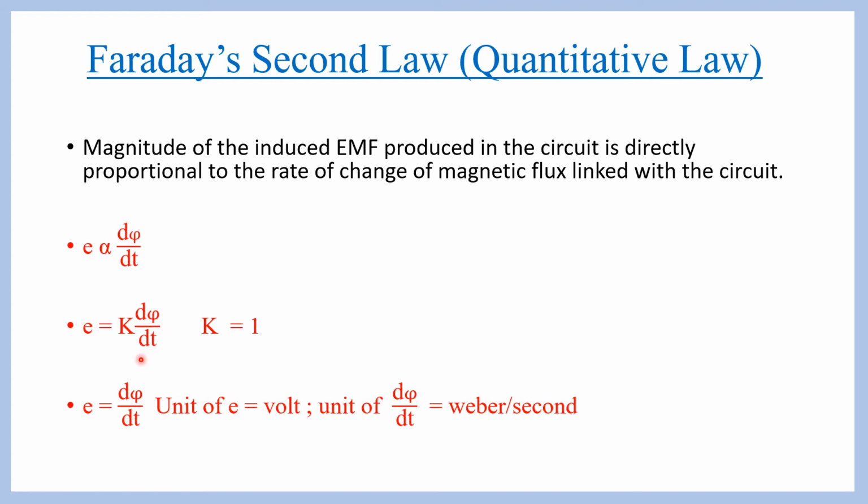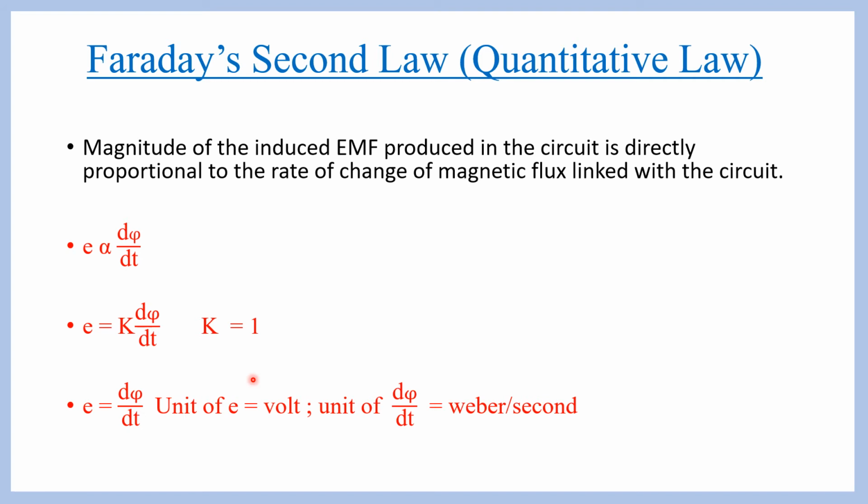Now substituting the values of E and d phi by dt, you find the value of k to be equal to 1. So substituting the value of k equal to 1, we get the final expression for Faraday's second law as E is equal to d phi by dt.